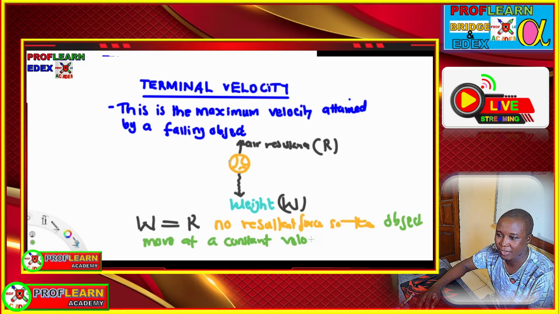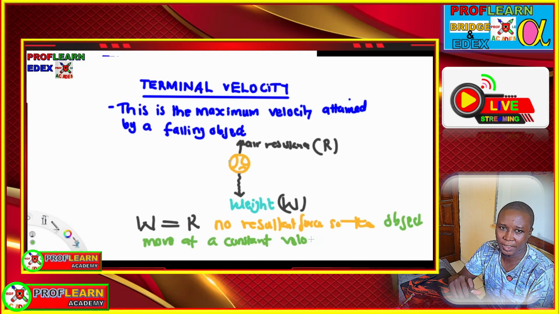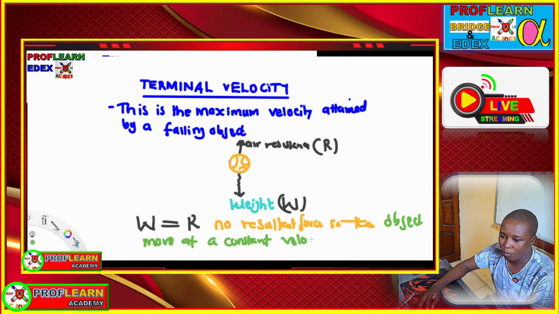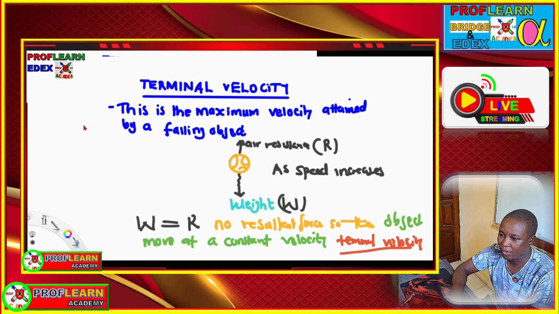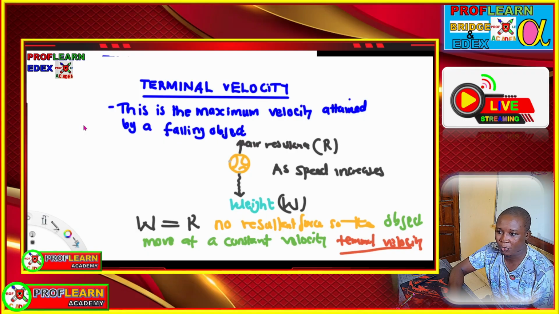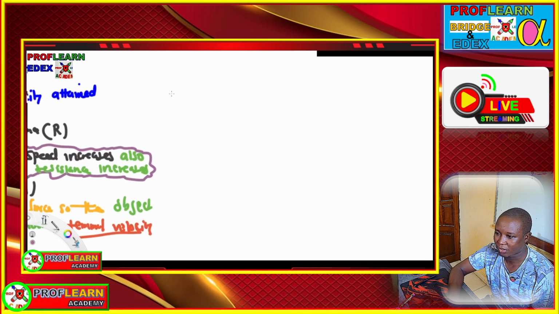For instance, if there is a ball that is moving through air, there is air resistance, and also there is the weight of the object. When the weight and the air resistance are balanced, the object is going to attain what we call terminal velocity. We also need to remember that as the speed of the object increases, the air resistance also increases. So when the two are balanced, the object is said to attain terminal velocity.